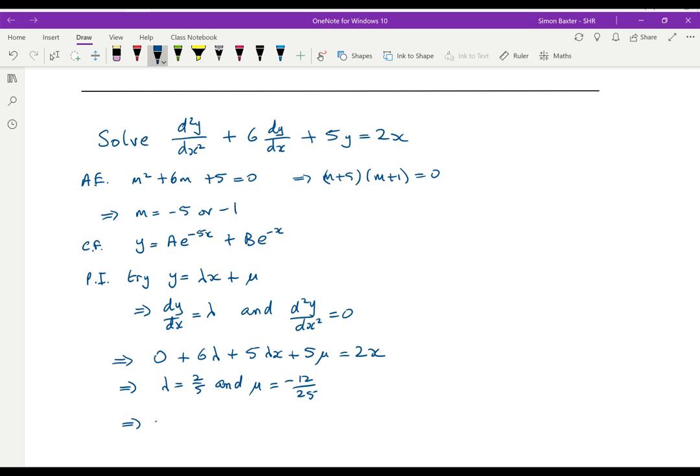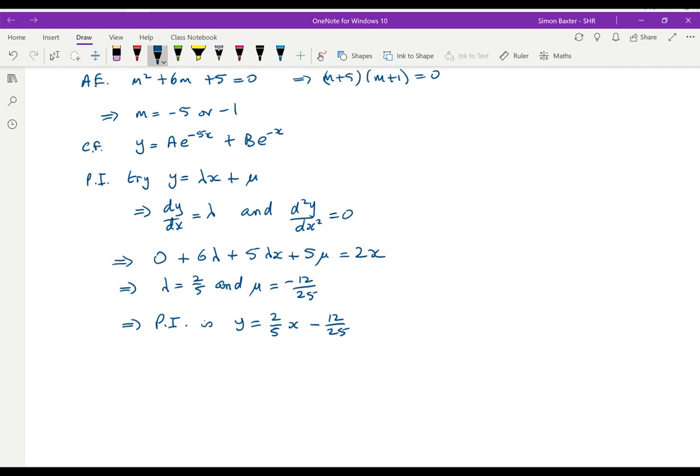And therefore, my particular integral is y equals lambda x plus mu, which is 2 over 5 x minus 12 over 25. The general solution of my differential equation, therefore, is the sum of the complementary function, which is a e to the minus 5x plus b e to the minus x, plus the particular integral, which is plus 2/5 of x minus 12 over 25. A very straightforward procedure, and once you've got used to it, you'll have no trouble doing it.